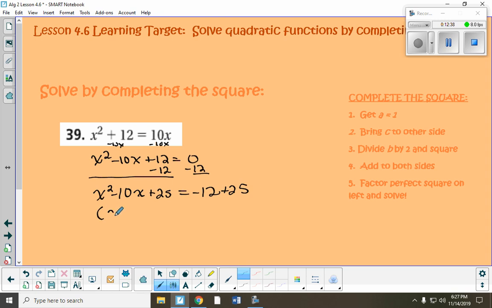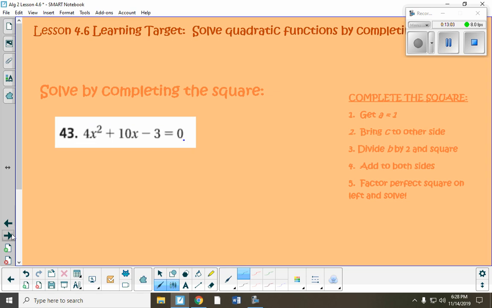So now we have x minus 5, and that would be x minus 5 squared equals 13. Take the square root of both sides. So that would be plus or minus the square root of 13, and then bring 5 over. So x equals 5 plus or minus the square root of 13.